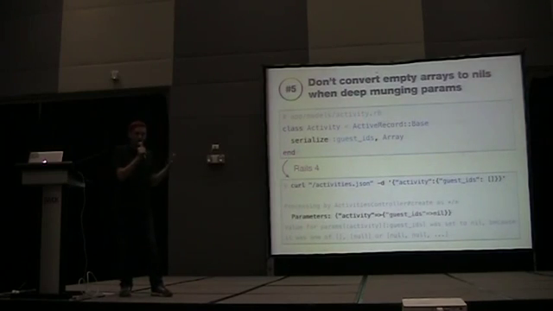Okay, so let's go back to activity. Let's say that you have an activity. Activity can have many guests. So you can pass an array of IDs of all the guests of this activity. So let's say that you just make a post, and you say, well, this specific activity does not have any guests. So you're going to pass an empty array.